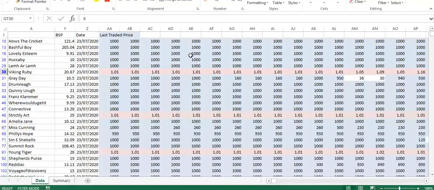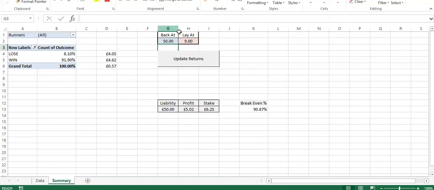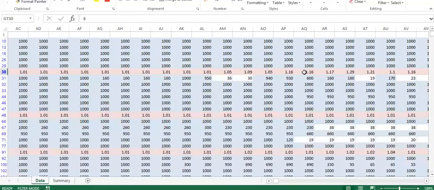So the blues are indicating where we're at or above the back price, and the pinks are indicating at or below the lay price. Okay, and I'm just going to scroll across the right hand side. Where you've got these white ones, you're basically in the no man's land between the two. So in this example, we're looking to lay at 9 and back at 50. So you can see anything at or below 9 will be pink, anything at or above 50 will be blue, and anything in between 9 and 50 will be the neutral cells.